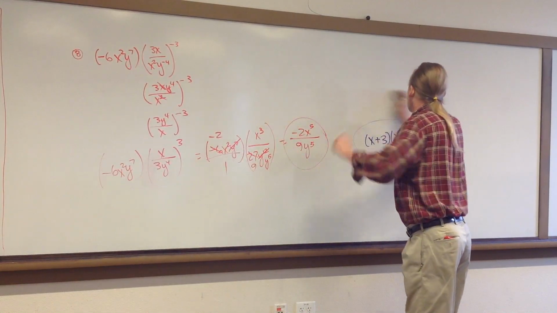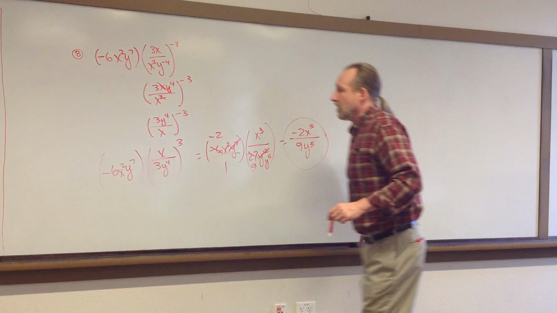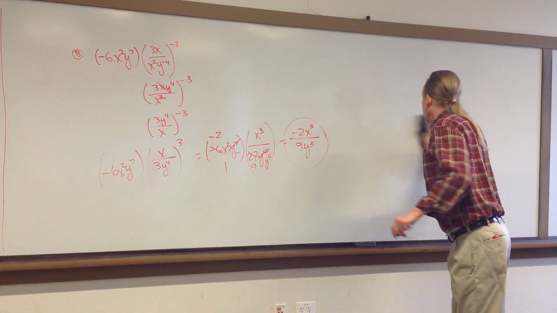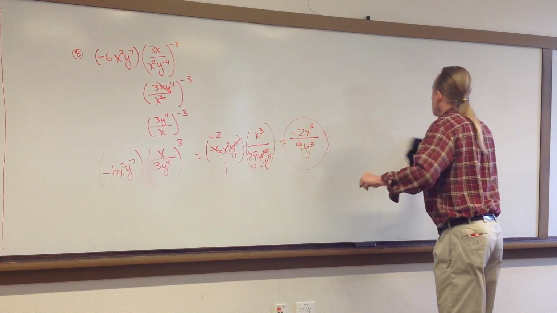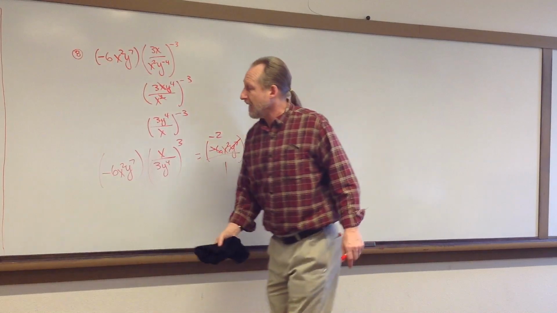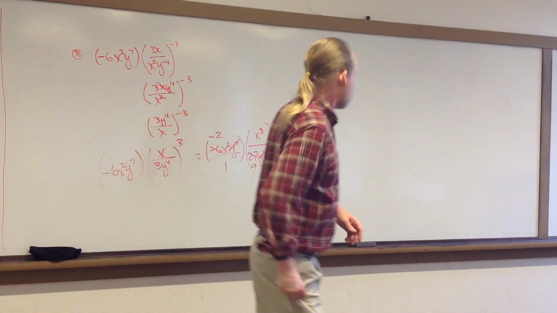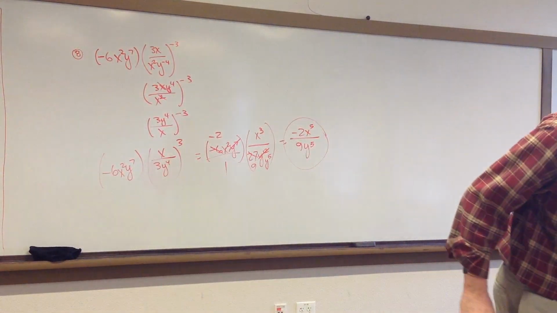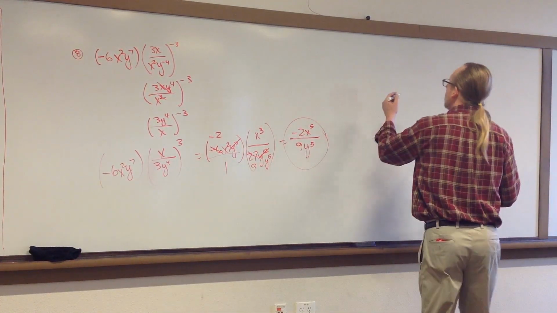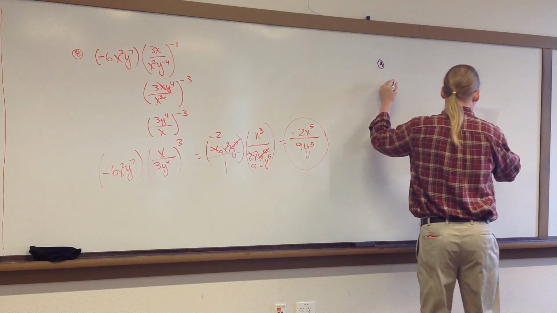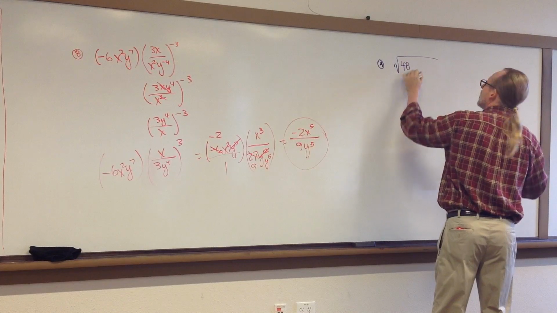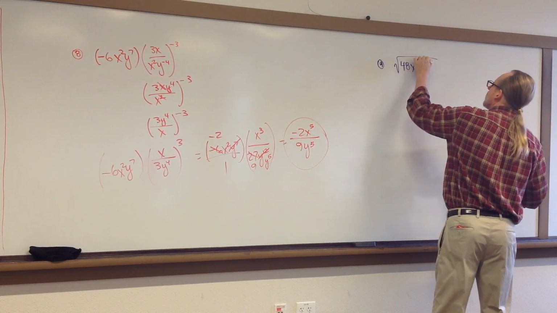Okay. The next problem is a square root or radical expression that we want to simplify. And the way to do that is to find the perfect squares and pull them out from the square root. So let's see how that's going to work. Problem 9. We've got the square root of 48 x to the 13th y to the 5th.